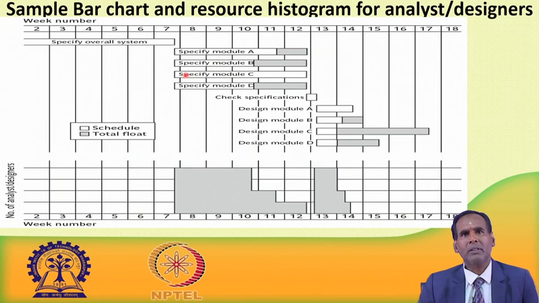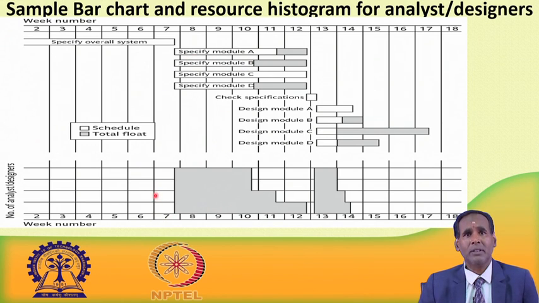The upper part is this bar chart, and the lower part is called the histogram. I hope histograms we have already discussed, maybe in matriculation or plus 2 classes. So, this is a histogram, and you can see that from this sample bar chart we have prepared this histogram.